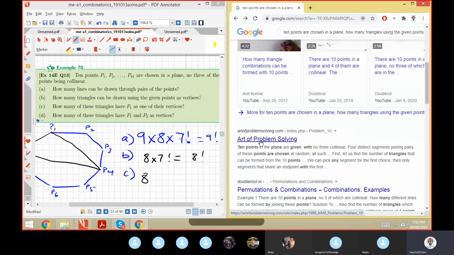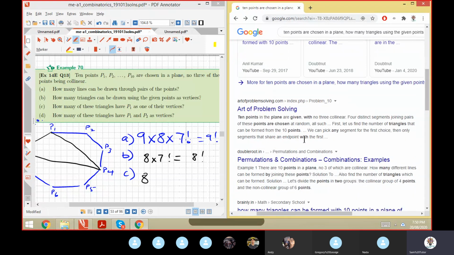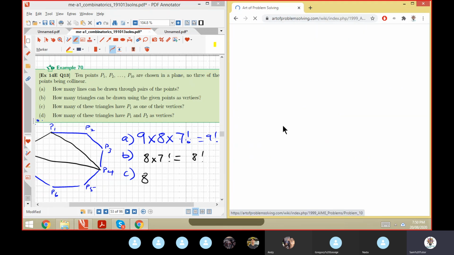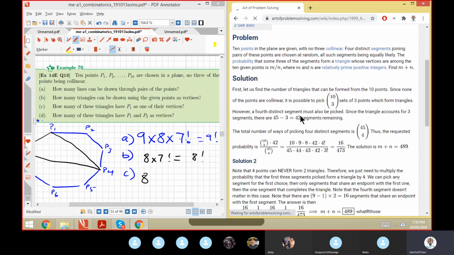What is that? We're watching over 2 hours. Oh yeah, exactly. Part of problem solving, 10 points in the plane are given with 3 marks. Do you find this through HSC questions? I found something. Since none of the points are collinear, it is possible to pick 10 choose 3 sets of 3 points which form a triangle.